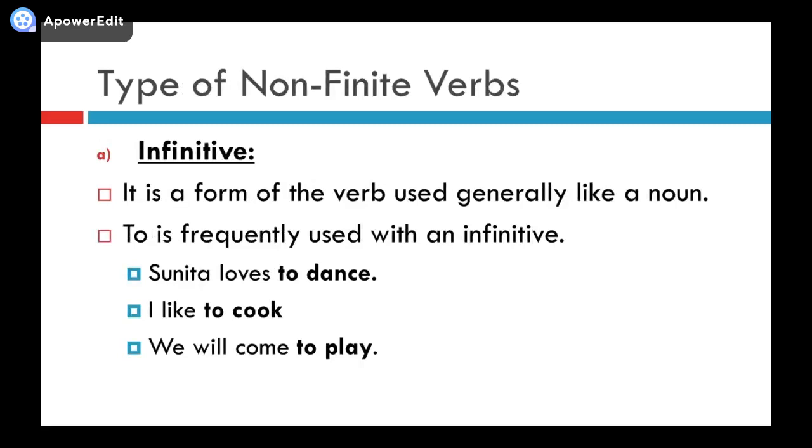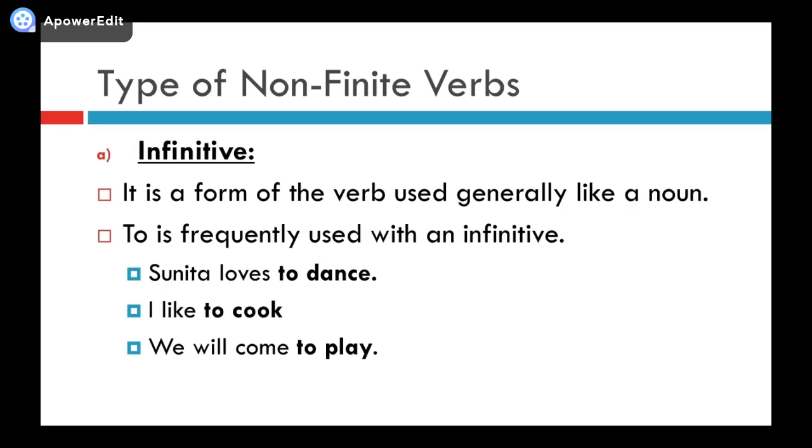First one is an infinitive. Infinitive means what? It is a form of the verb used generally like a noun. Now what is a noun? Noun is a naming word, okay? And to is frequently used with an infinitive. Sunita loves to dance. Now see, dance is a noun, right? But to dance is making it a verb.